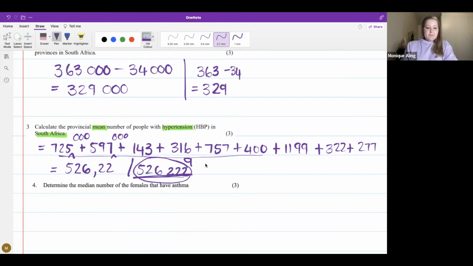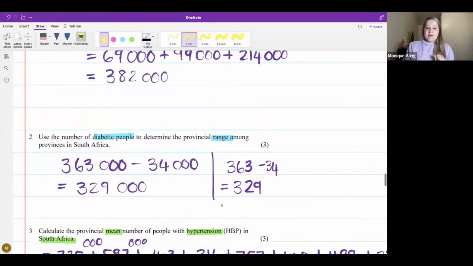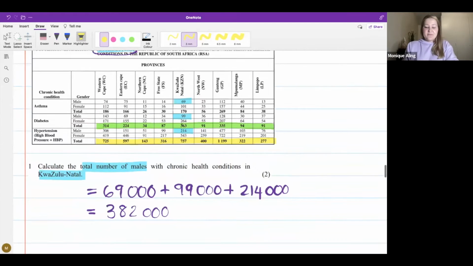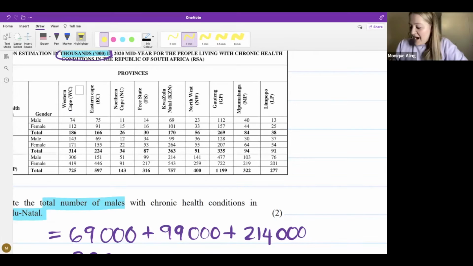Okay. Question 4. Determine the median number of females that have asthma. So keywords here: median number of females that have asthma. I'm just going to quickly take all these other colors away so it's not so confusing to see. Females that have asthma, we want the median number. I'm going to highlight in yellow females with asthma, so it's easy for you to see on your screens.